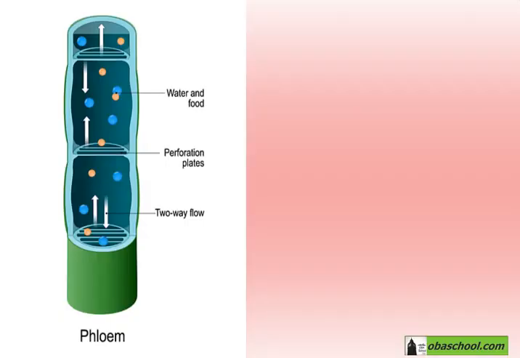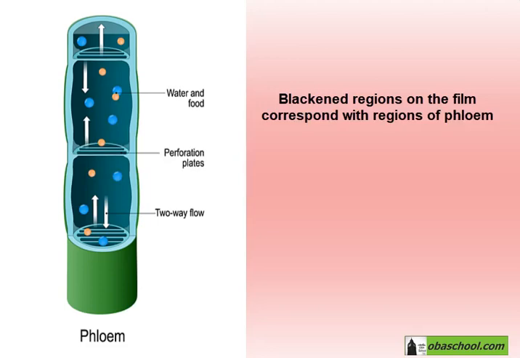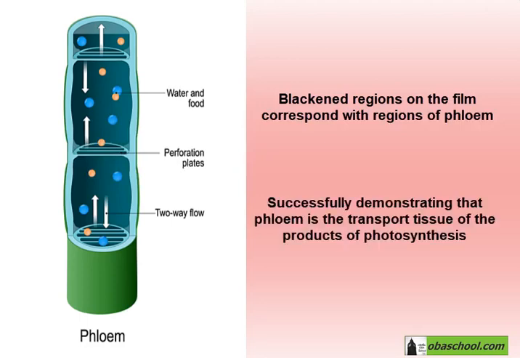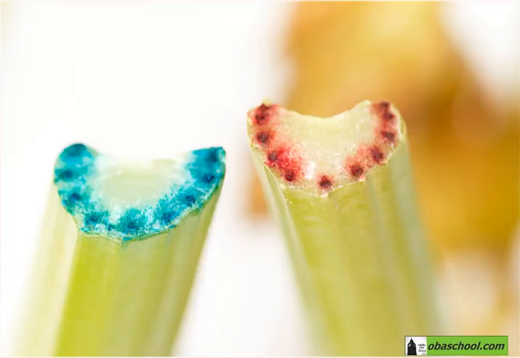After this experiment is performed, you notice that the blackened regions correspond to the regions of phloem, where phloem is found in the stem. And this shows that phloem is in fact the tissue that transports the sugars made from photosynthesis in the plant.